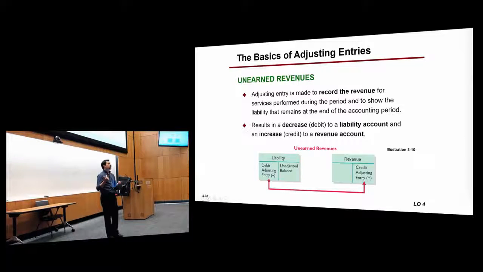And how do you increase revenues? By crediting them, right? Increase revenue by crediting revenue. So what's the account that we need to debit? It's not the liability, right? Unearned service revenue. So basically what you're saying is that part of the unearned revenue, now we earned it. So you decrease unearned revenue, you increase revenue. How do you decrease the liability? You debit liability. You credit revenue to increase.